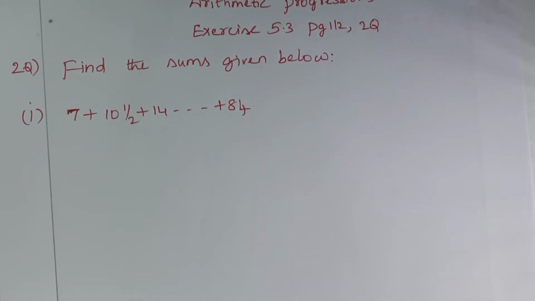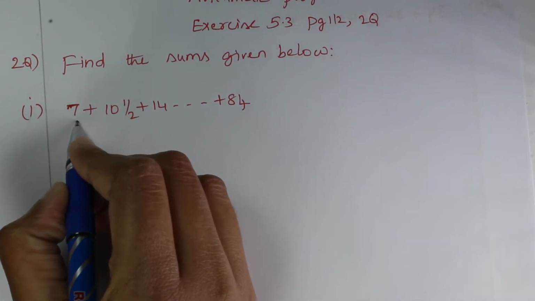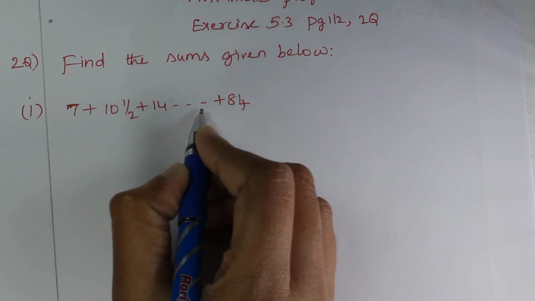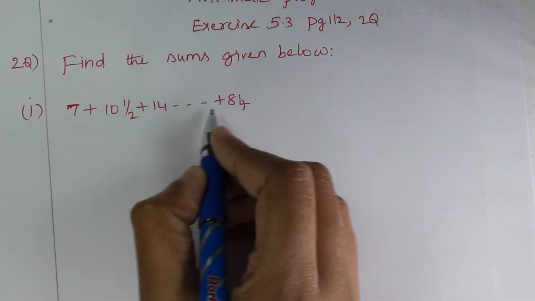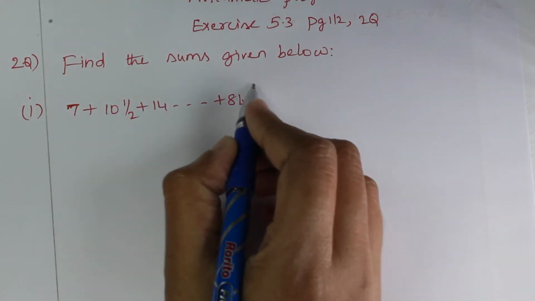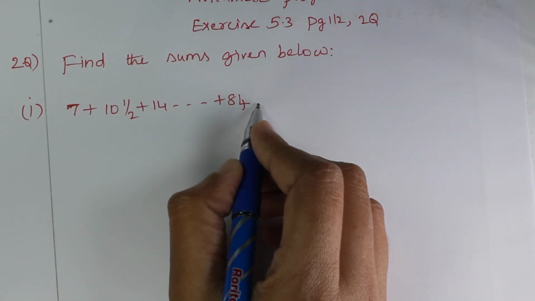So the first problem, he has given 7 plus 10 and a half plus 14 and so on till 84. We know the first term and the last term, and we have to find out the sum of the total number of terms in this series.